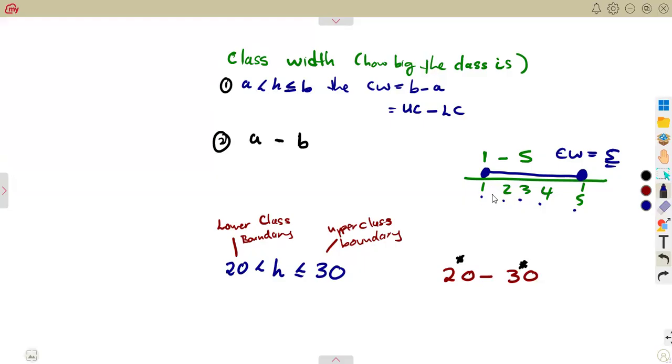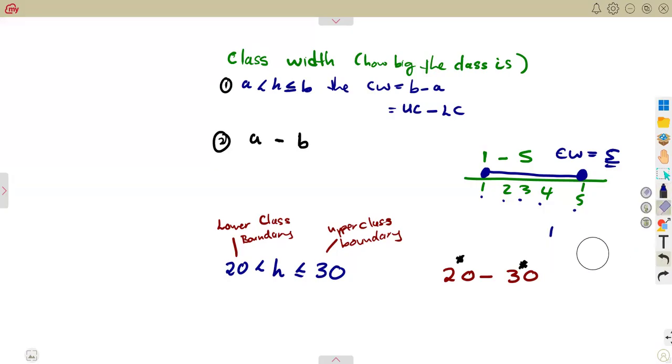The 1 is involved. 1, 2, 3, 4, up to 5. There, it was H is greater than 1, and 1 was not involved. You were talking about 5 only. So it's 5 minus 1, you're done.